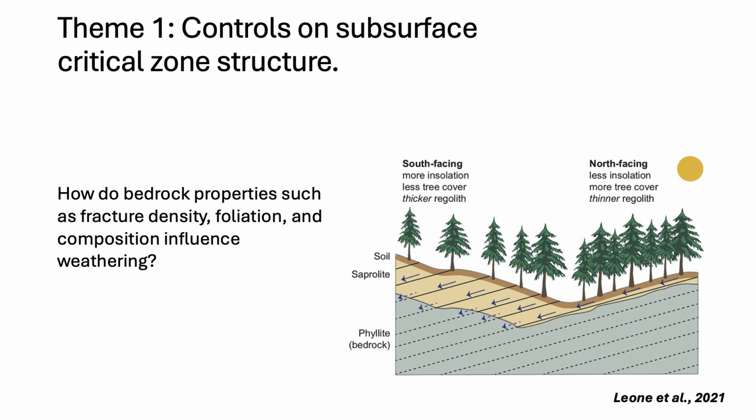This is a schematic from some results from the Santa Catalina Mountains in Arizona, where Leone and others nicely showed that the weathering is much deeper on this south-facing hill slope, where the foliation of the underlying bedrock is perpendicular to the hill slope, allowing water to infiltrate and increase subsurface weathering. In contrast, on this other hill slope where the foliation is parallel to the slope, water is not able to infiltrate, and the weathering is much thinner. So this is just a nice example of how quantifying the underlying geology is really important for understanding critical zone weathering.